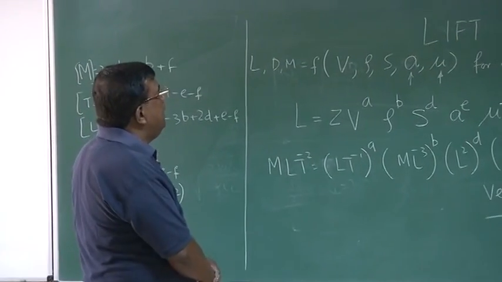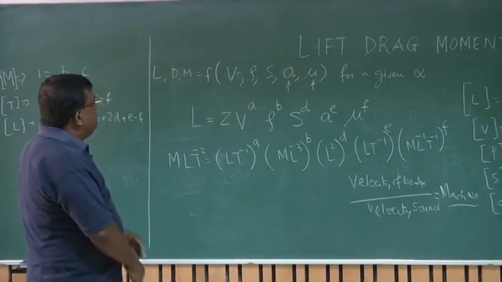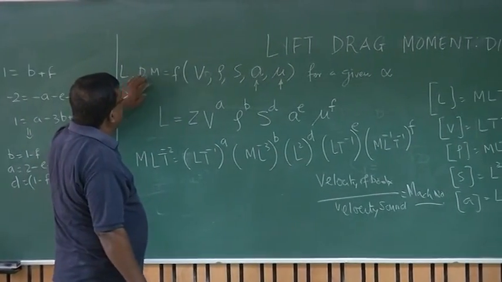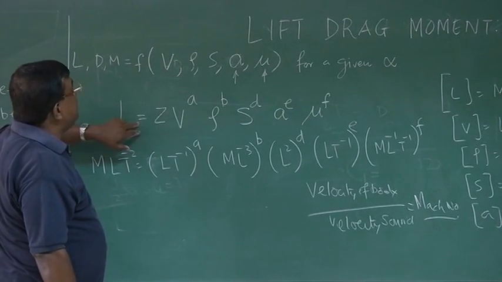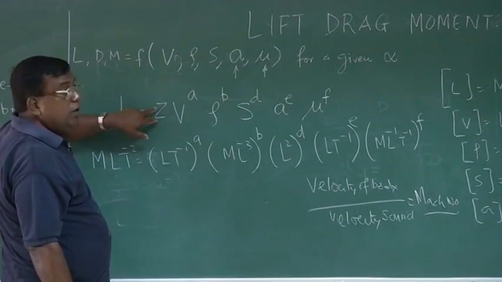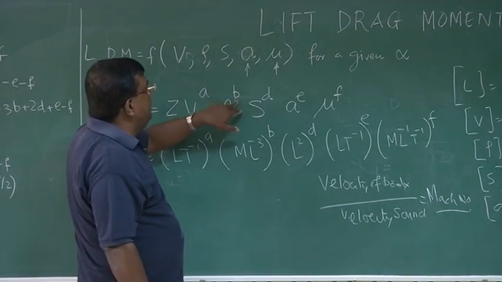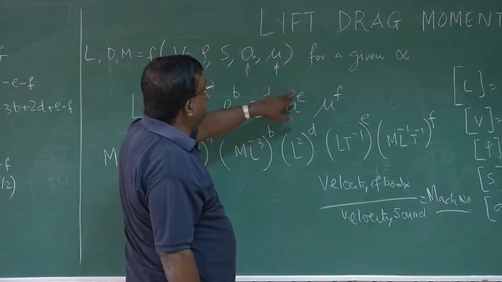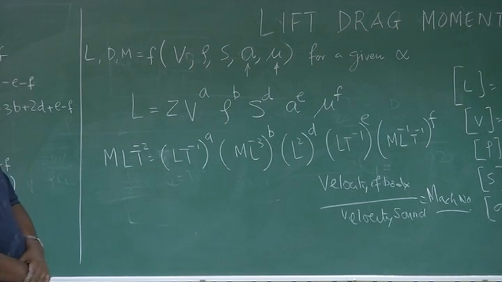As we are following the dimensional analysis approach, since this is a function of this, I will take the example of lift. So I write lift is equal to Z, a constant, and I say V to the power a, rho to the power b, S to the power d, a to the power e, and mu to the power f, where a, b, d, e, f, Z are constants. They are not having any dimension.